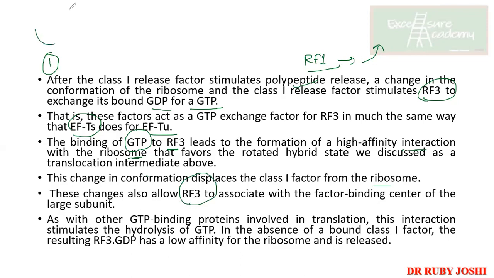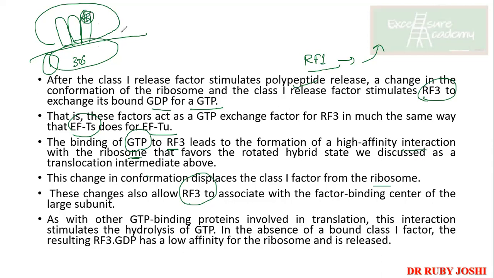So if you remember in the ribosome when we were discussing, so you have got the 30S subunit, आपका mRNA है, E साइड है, P साइड है, A साइड है, और A साइड के पास है आपका factor binding center, ठीक है, जहां पे आपका EF2 बाइंड होता है, properly tRNA arrange होता है, accommodate होता है, right? So in that site again the RF3 will go and bind. Now as with other GTP binding proteins involved in translation, जैसे ही आपका RF3 goes and binds to the factor binding center, there is hydrolysis of GTP happening, ठीक है.